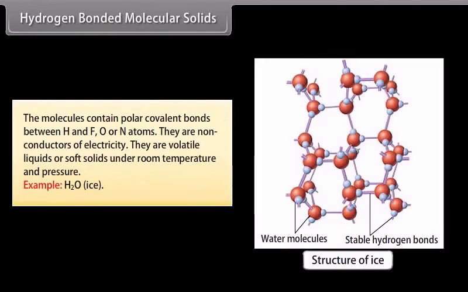Hydrogen-bonded molecular solids. The molecules contain polar covalent bonds between H and F, O or N atoms. They are non-conductors of electricity. They are volatile liquids or soft solids under room temperature and pressure. Example, H2O, ice.